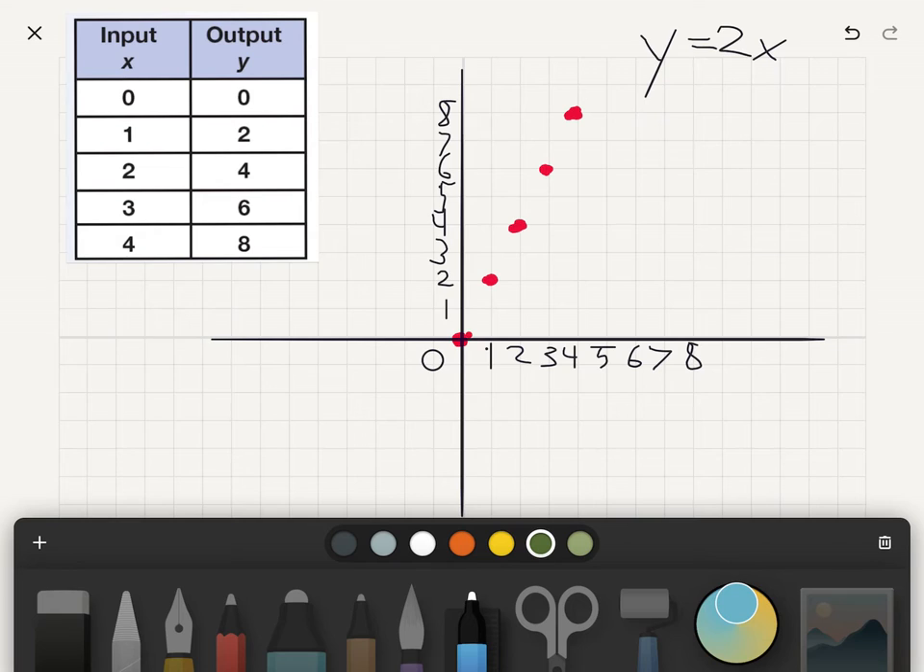And I'm gonna warn you that my app here is just absolute rubbish for this part. It just does not want to put it right where it's supposed to be.